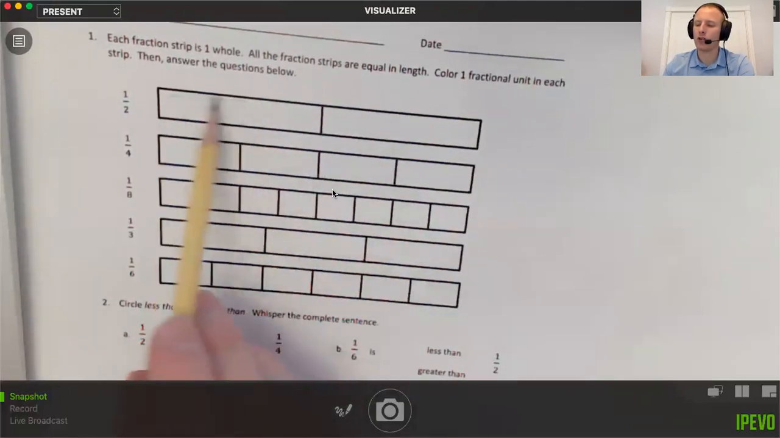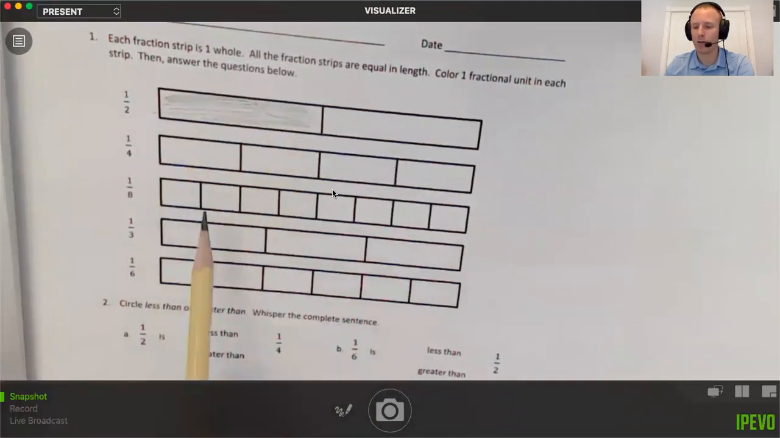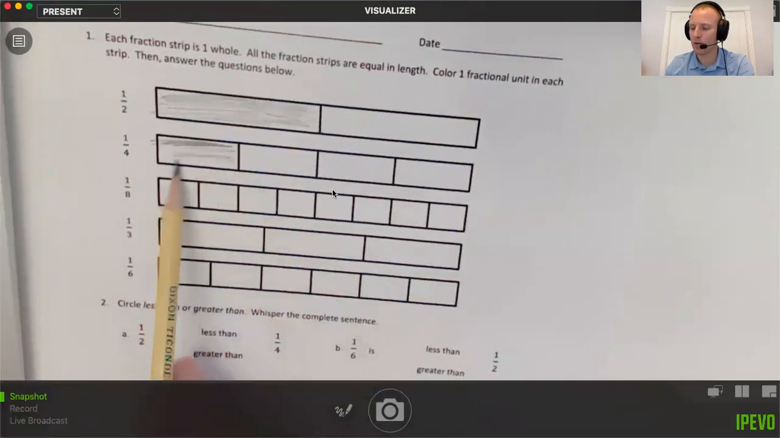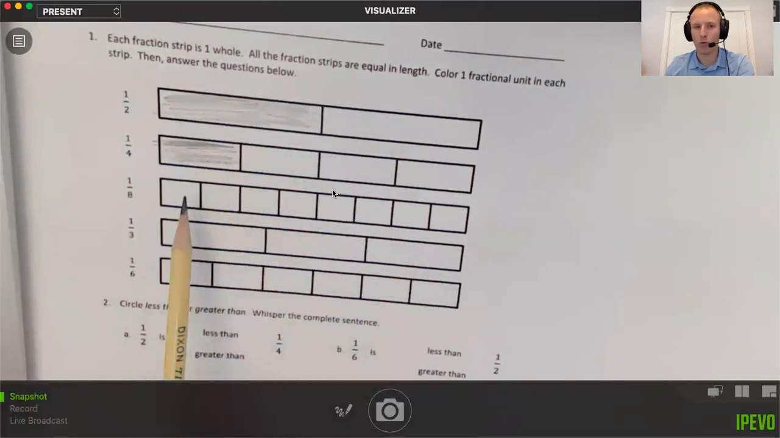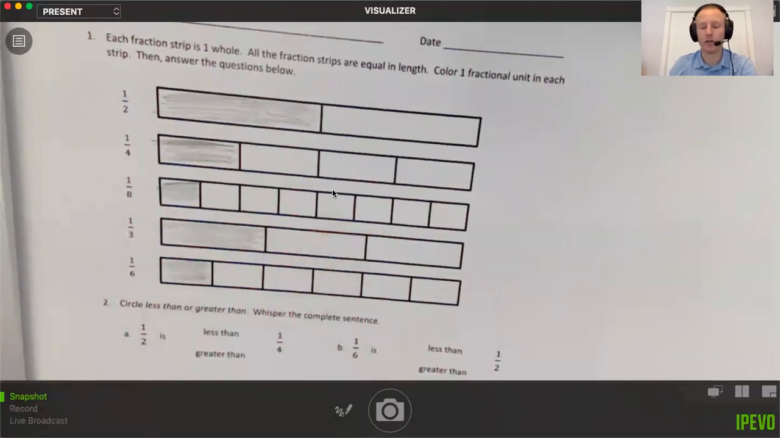So we're going to shade in whatever fraction is shown. So 1/2, 1/4, 1/8, one third, and 1/6. Okay. And then we're going to go ahead and compare some of these.